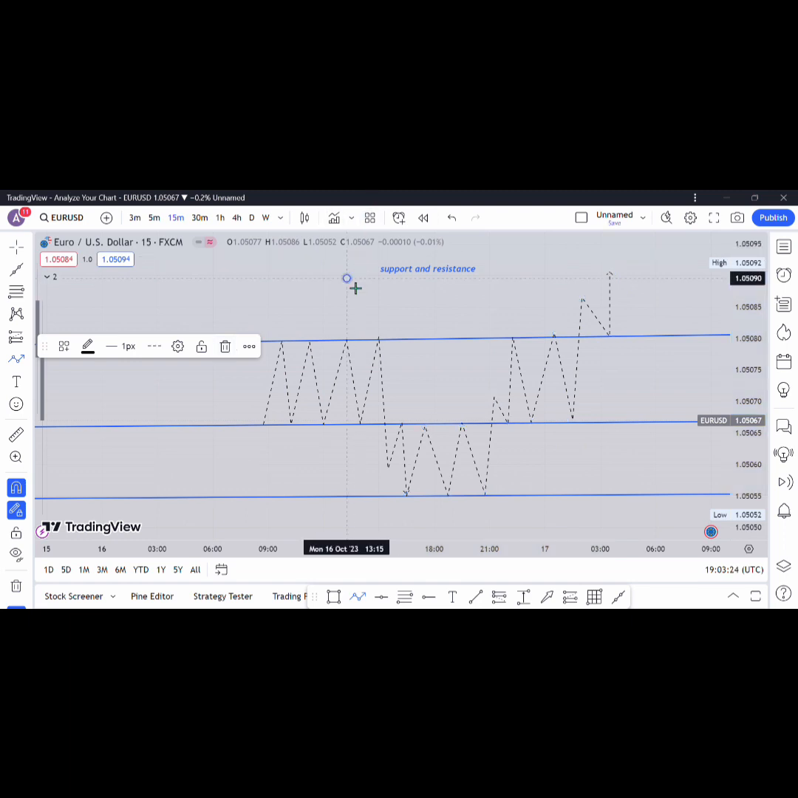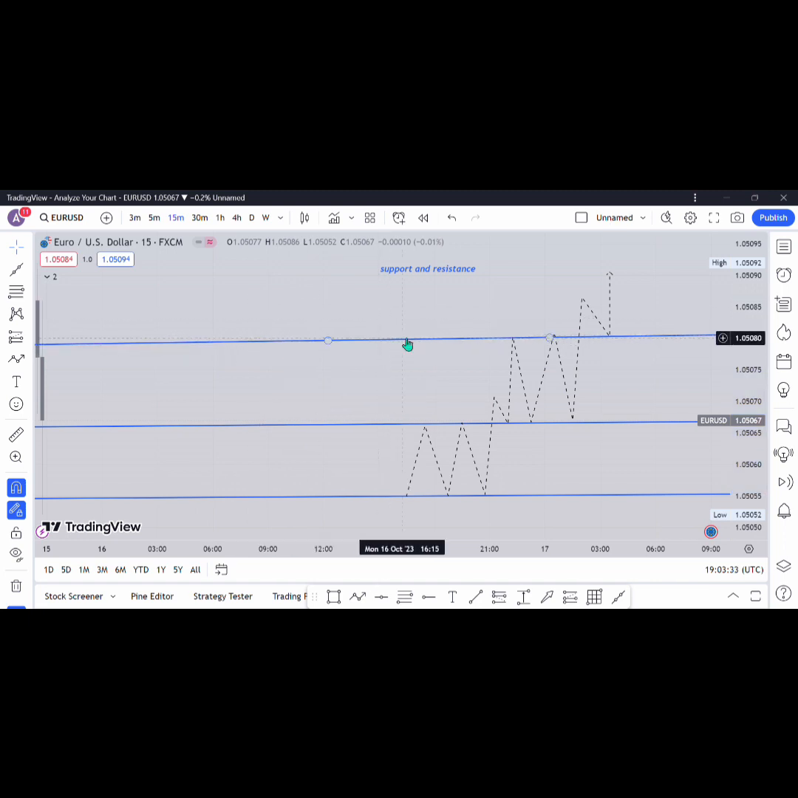I hope this illustration helps give a better understanding about support and resistance. Now let's dive into the charts.